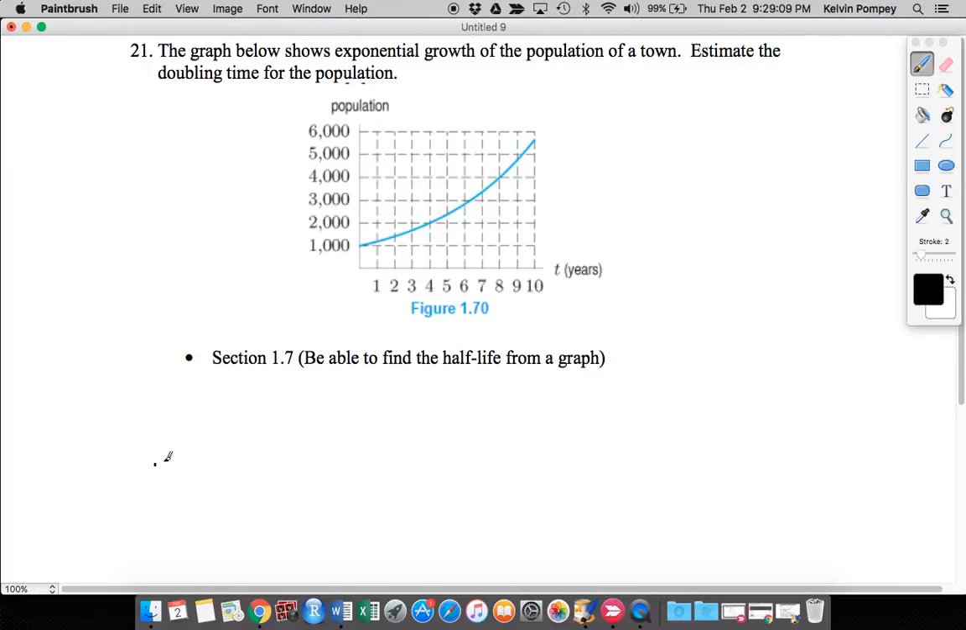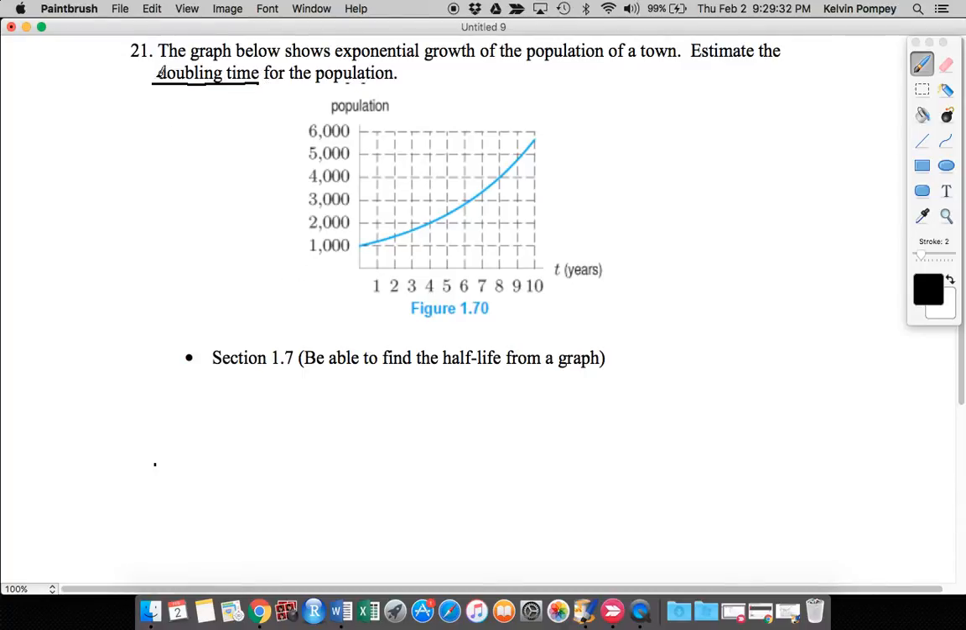Another problem that I want to look at is problem 21. It says the graph below shows exponential growth of the population of a town. Estimate the doubling time of the population. Every single example that I did in class that dealt with double time, half time, triple time, any kind of time like that, we looked at the actual function. This is asking us to do the exact same thing, but looking at a graph.